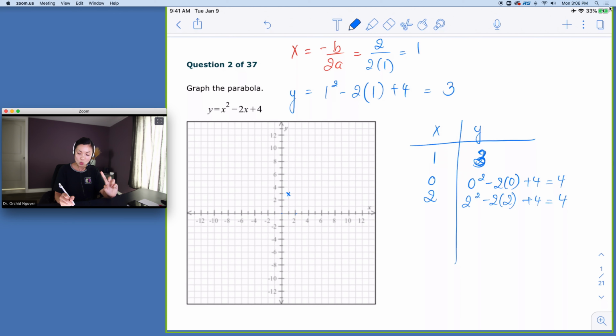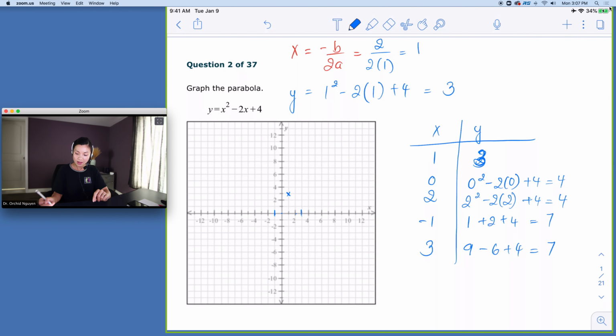If you want to pick one more pair, you pick, like I said, left and right of the vertex. So it's -1 and 3. And you should get the same values for y. So -1, I plug it in, I'm going to get 1 plus 2 plus 4, which is 7. 3, I plug it in, I'm going to get 9 minus 6 plus 4, also 7.